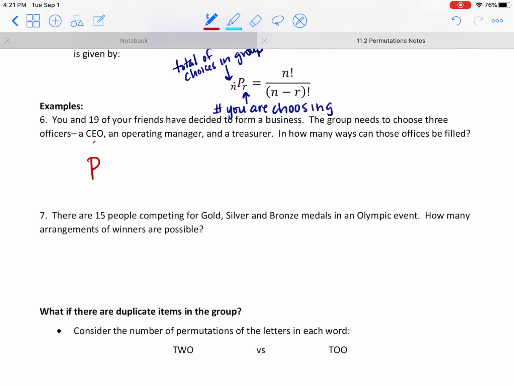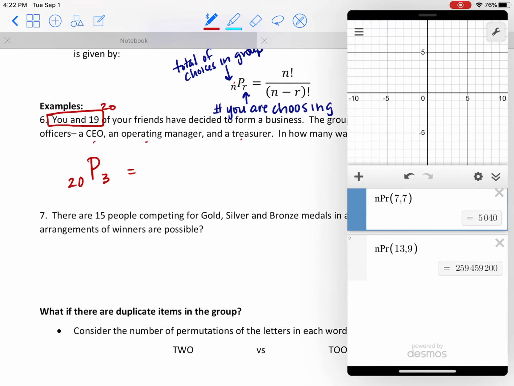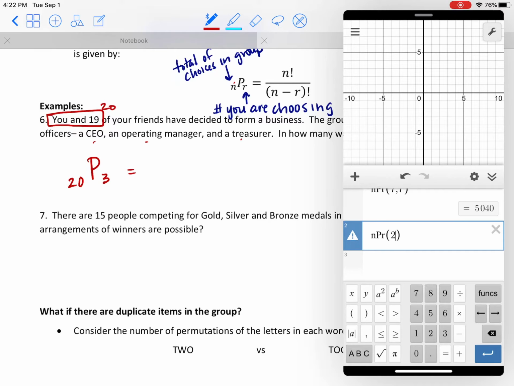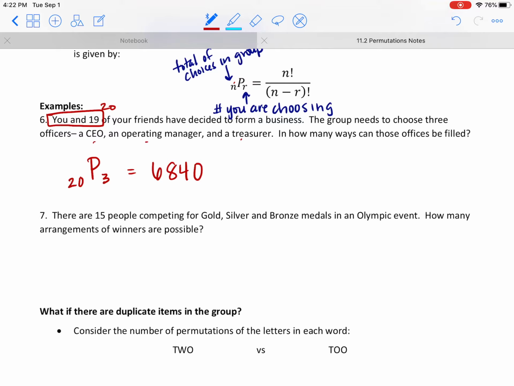And what we're choosing is 3 different officers from a group of, this was 20 total. So we're choosing 3 officers from 20 total. So this is going to be a simple calculation now, just using our Desmos. And since I already have this here, let me just retype. There's 20 to choose from. We're choosing 3. That's going to be 6,840 different ways.